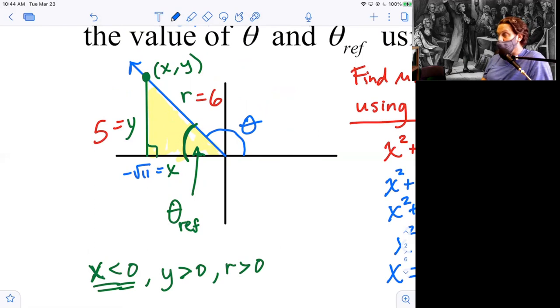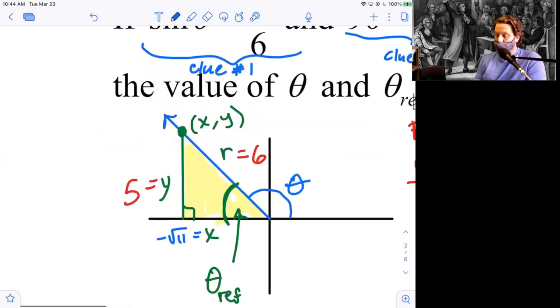So that puts you in quadrant 2. So if you wanted to, you could list the coordinate of this ordered pair as negative square root of 11, comma 5. That's equal to x comma y. Yes, yes? Sure, right?